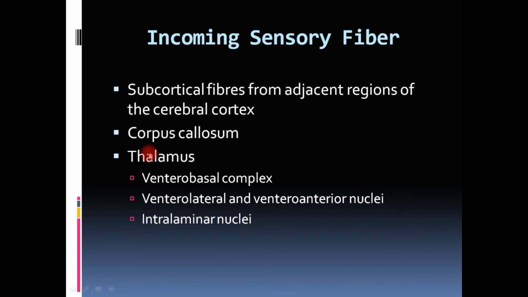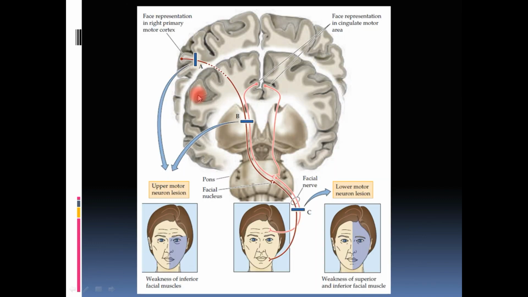Then sensory signals also come from the thalamus to the motor cortex. The ventrobasal complex of the thalamus is responsible for the sensory input. The skin sensation and the proprioception come to the motor cortex through the ventrobasal complex. Then the ventrolateral and ventroanterior nuclei are responsible for the input of the basal ganglia and cerebellum to the motor cortex, and the intralaminar nuclei are responsible for general activation of the motor cortex. So these are the incoming sensory fibers to the motor cortex.